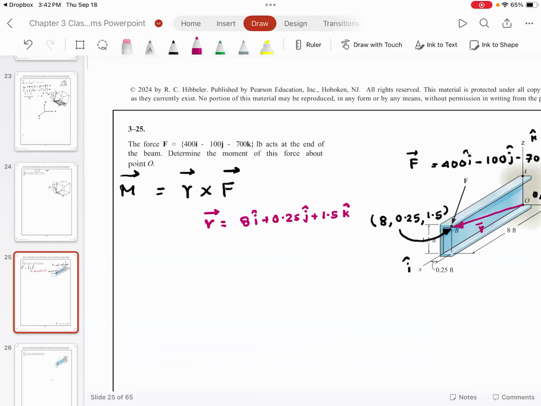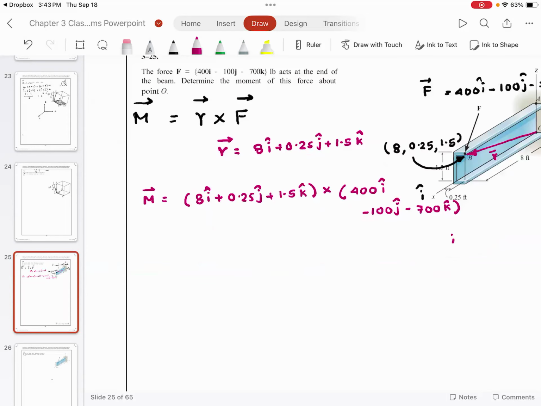Why does the fun begin? Because now you have to multiply 8i plus 0.25j plus 1.5k cross the force, 400i minus 100j minus 700k. You agree with me? Okay.